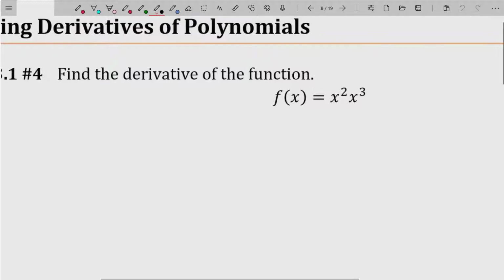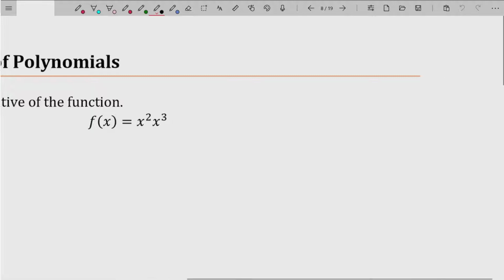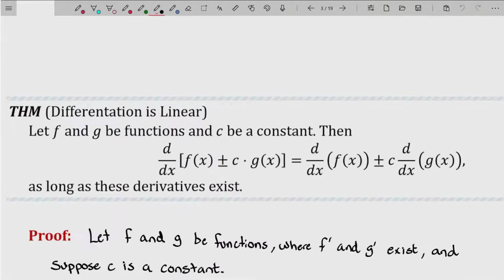Now let me just tell you, we have a theorem that we were introduced to last time. In fact, I'll just hop back to it. That if you have a sum or a difference of functions within a derivative, you could break that apart into the derivatives of their sums or differences. That is, you could break up derivatives across addition or subtraction.